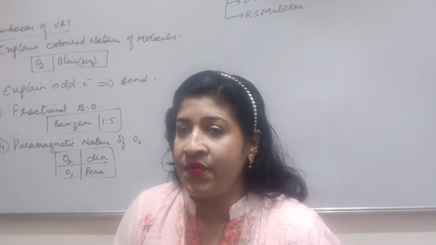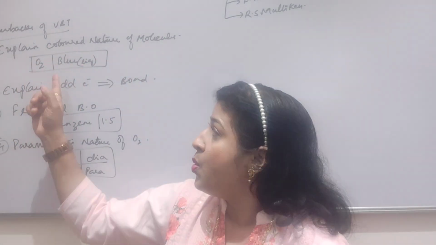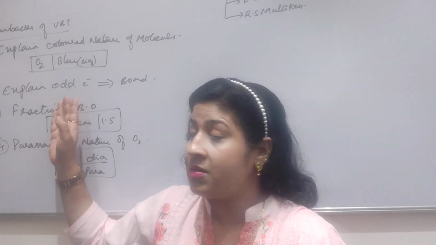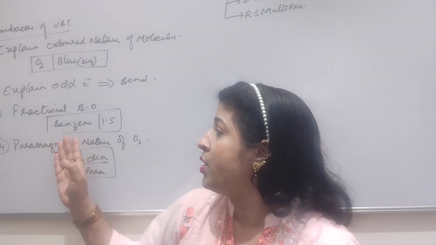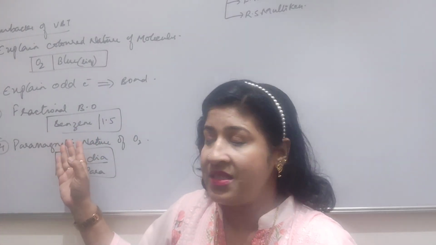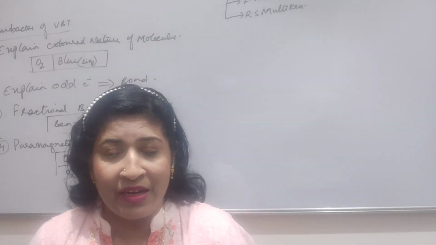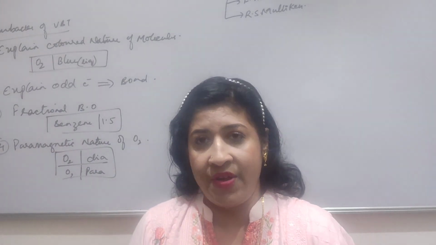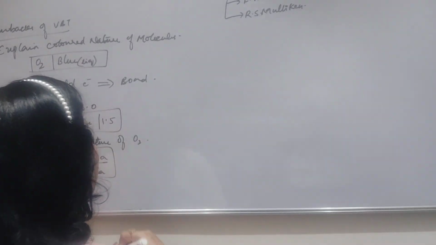So, under the drawbacks of VBT, we see that it couldn't explain the colored nature of molecules, wherein oxygen is blue in color in liquid form. It couldn't explain how odd electrons enter into the bond formation. Further, it couldn't explain the fractional bond order that we see in most molecules. I have taken the example of benzene, which is 1.5, and very importantly, it couldn't explain the paramagnetic nature of oxygen. Because of all this, VBT was nullified and molecular orbital theory came into existence.